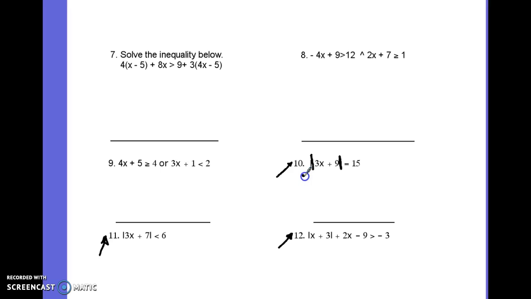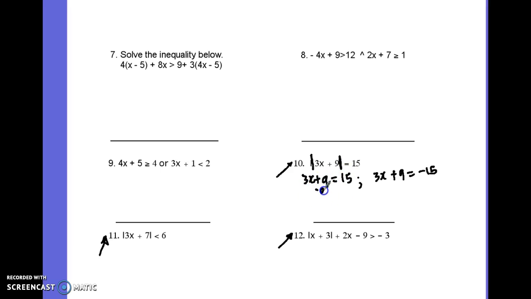So here we have 3x plus 9, no absolute value now, equals 15. What's the other option? 3x plus 9 will be equal to -15. Because if this in here is -15 and the absolute value of -15 is 15, we have two answers.